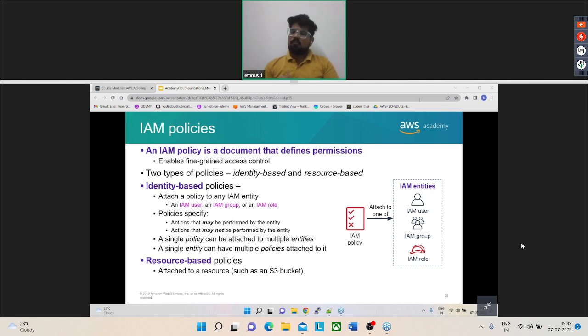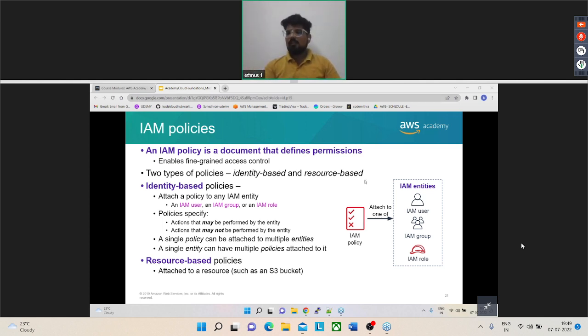Okay. Two types of IAM policies are there. First one is identity-based. Second is resource-based. Identity-based policies are those which are attached to an IAM entity. Who are the IAM entities? The user, the group, the role. These are the IAM entities. So let's understand identity-based policy first, then we're going to move to resource-based policy.